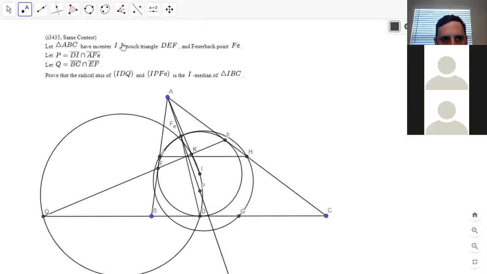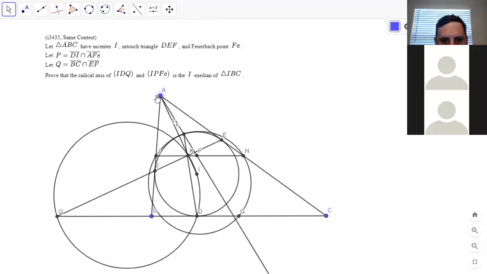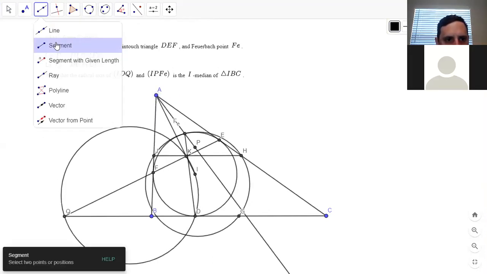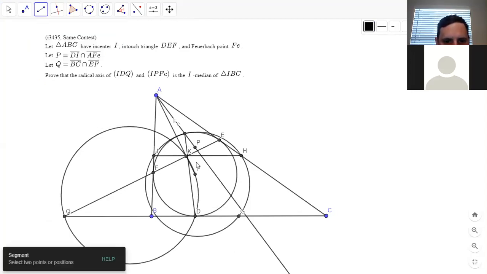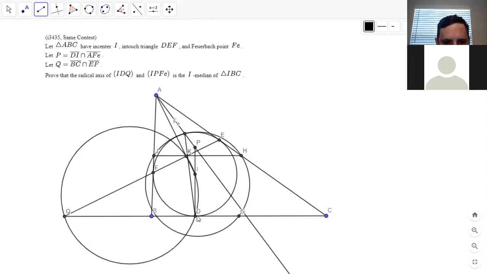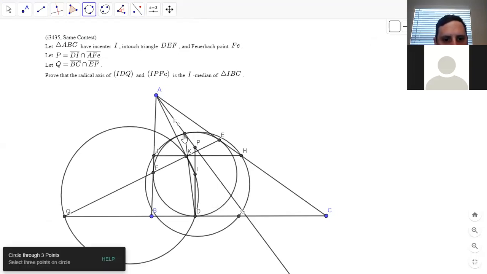FEDG is the Euler, the 9-point circle of BIC. Okay, hold on just a second. This is by Poncelet point. So FEDG, Feuerbach point and points D and G. Okay.